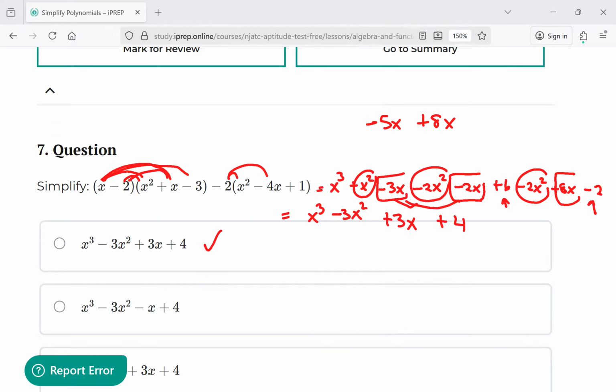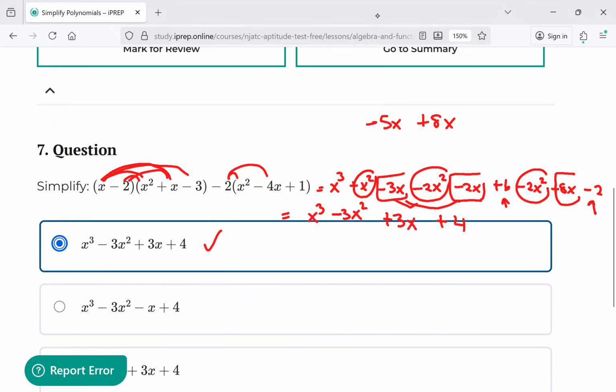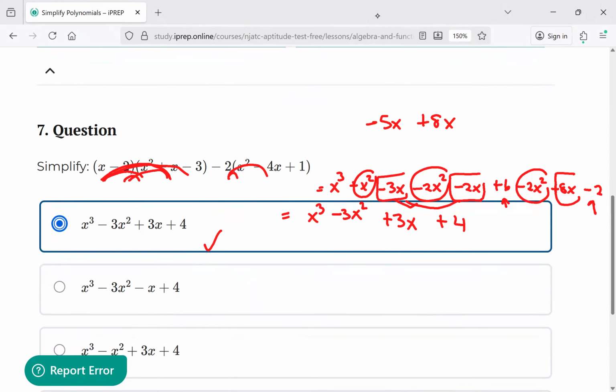So you can definitely do this on the exam. This one was doable. You just have to practice.